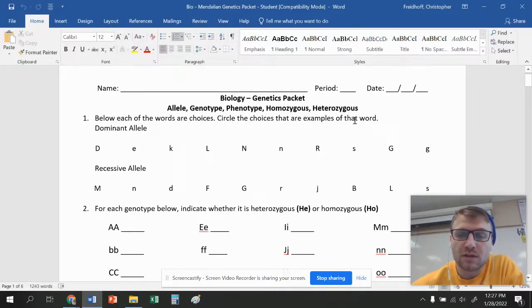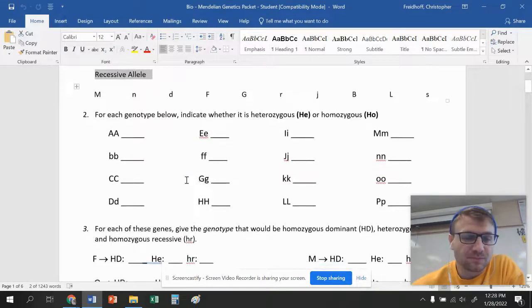Circle the choices that are examples of that word. So for example, dominant alleles. You're going to circle the letters that are the dominant alleles, like big D. You wouldn't circle little e or little k, but you would circle big L. The recessive alleles, you would circle all the recessive or lowercase letters here.